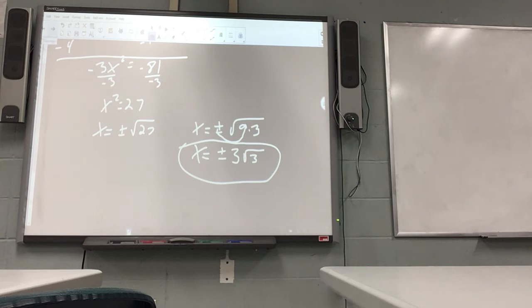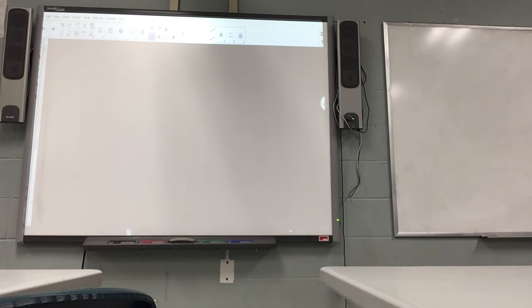I'll let you try this one on your own. Remember, the only time we do this, what we're doing now, is when there's no b. So that means there's no x to the first power. It's 5x squared plus 10 equals 310. All right, see what you can do with that.